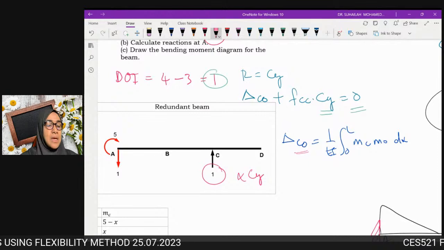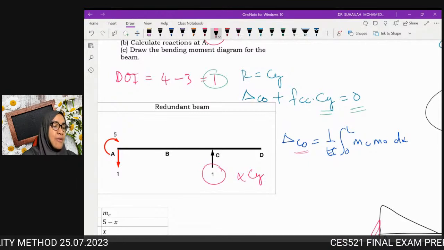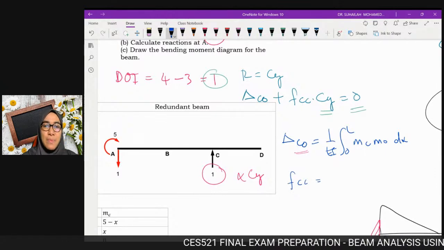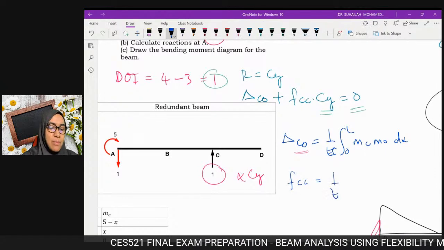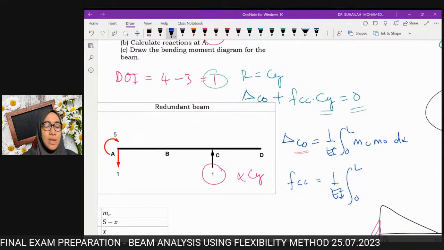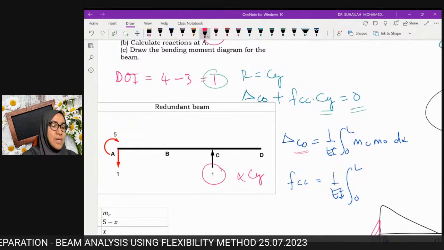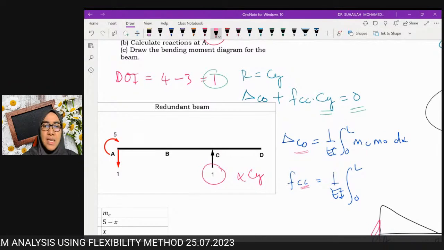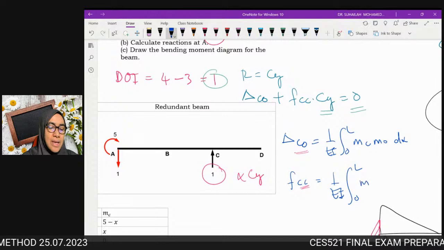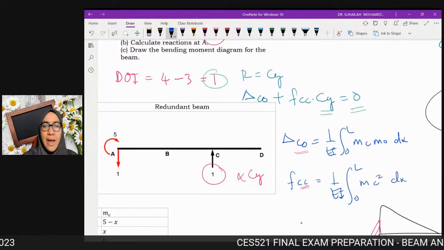We integrate. Okay, and FCC is also displacement. We use the same formula from 0 to L. Since the notation that we use here is CC, it is MC times MC, so we write it as MC square dx.